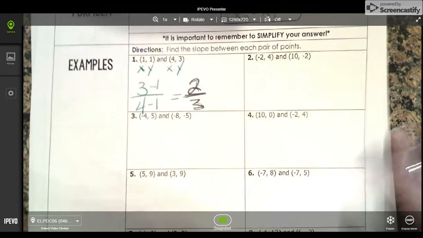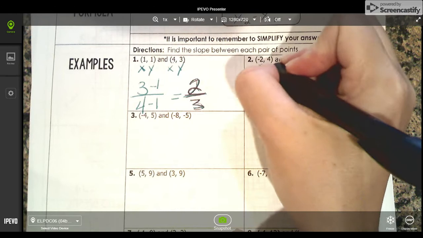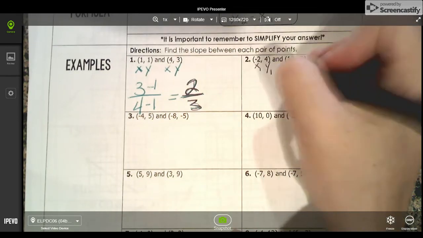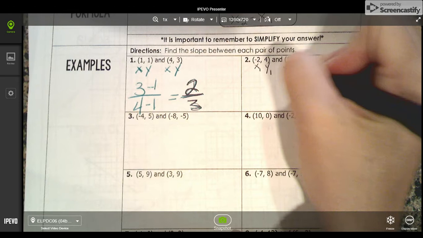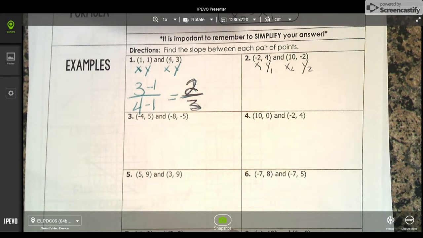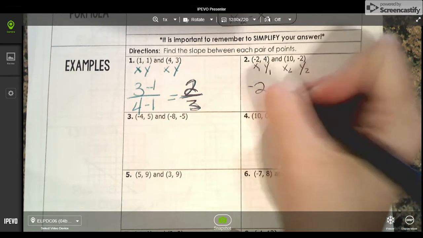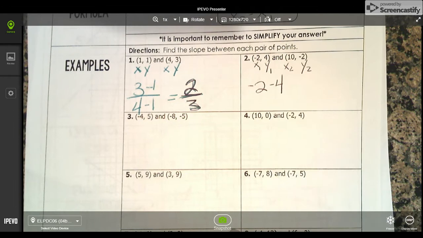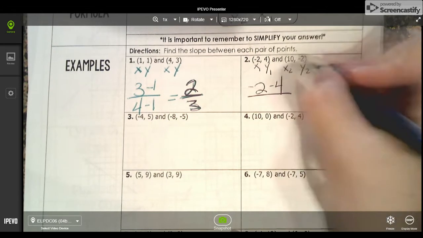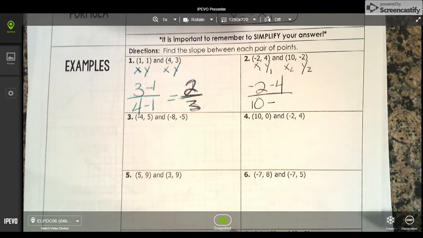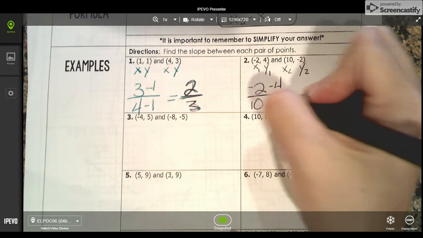All right, so for number 2, same thing. This is my first x. This is my first y. Second x, second y. Label them if it confuses you. So the formula is my second y minus my first y over my second x minus, this is where you gotta be careful, minus -2.